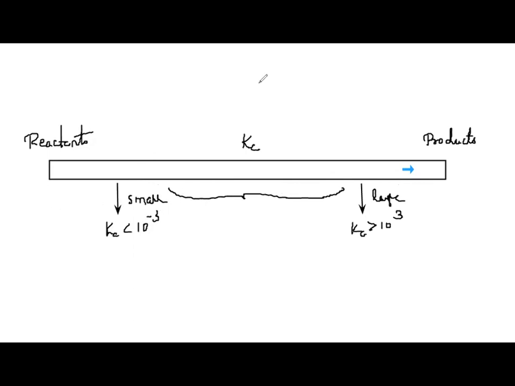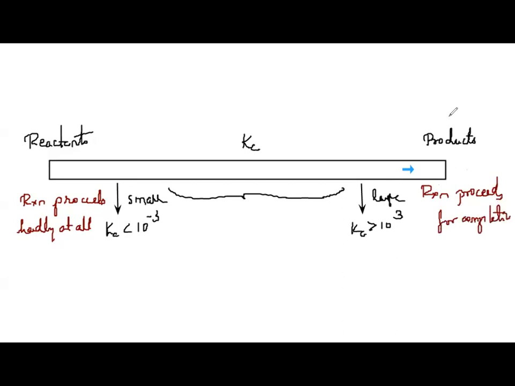So in this case, what can I say? I can say that here the reaction proceeds hardly at all. So when Kc is very small, reactant concentration predominates. When Kc is very large, the reaction proceeds to completion. Yes or no? Can you see this? It proceeds to completion. So at that time, which concentration predominates? Product concentration predominates.